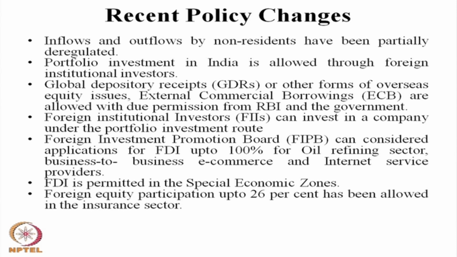Then the Government of India and the RBI also established what is called the Foreign Investment Promotion Board, FIPB. Through FIPB, all kinds of foreign direct investment, FDI, are considered and limits are set for different sectors of the economy. They are also responsible for liberalizing FDI in India. In this process, they also liberalize different sectors of the economy.